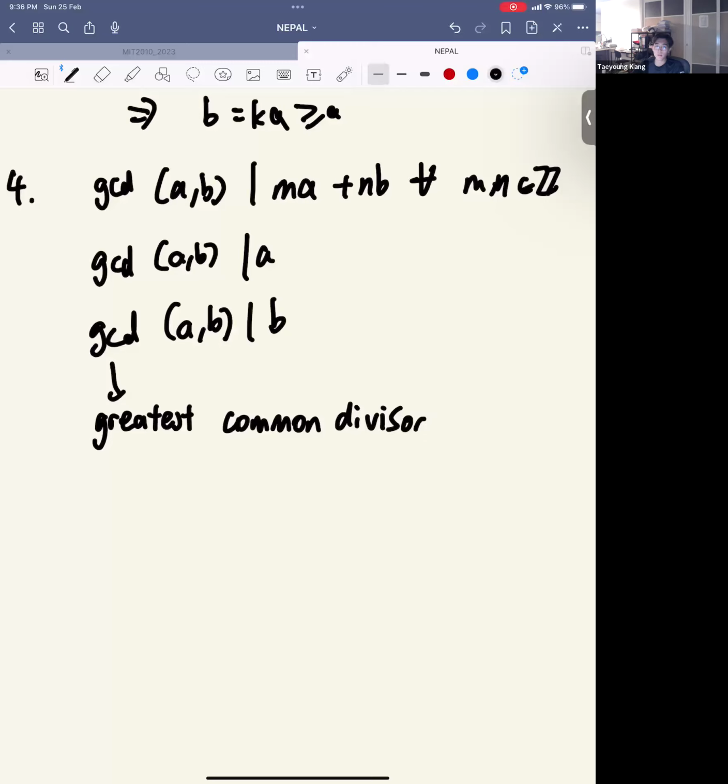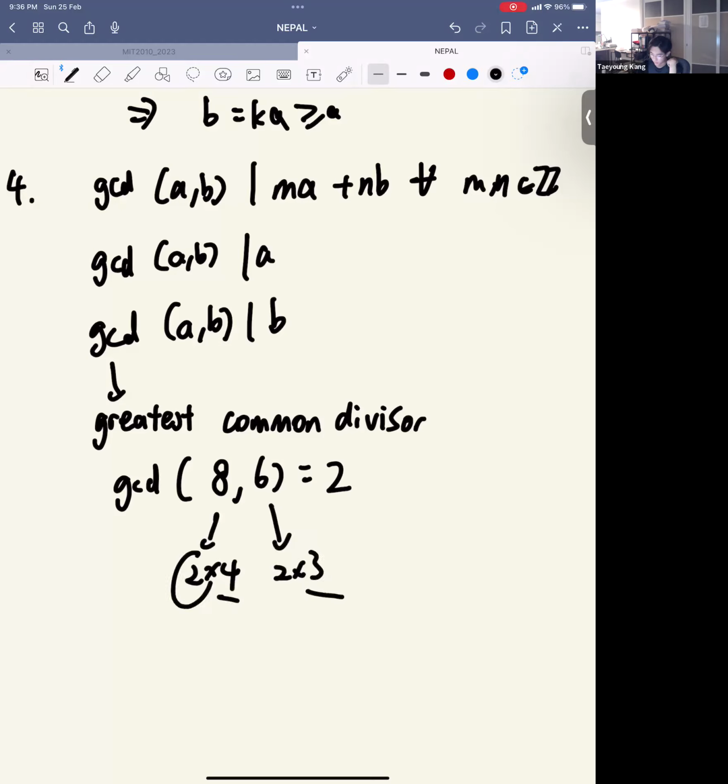So for example, the GCD of 8 and 6 is 2. So it's basically the largest divisor that divides both numbers A and B. So this is 2 times 4 and this is 2 times 3, right? And 4 and 3 don't share any common factors, so the GCD is 2.